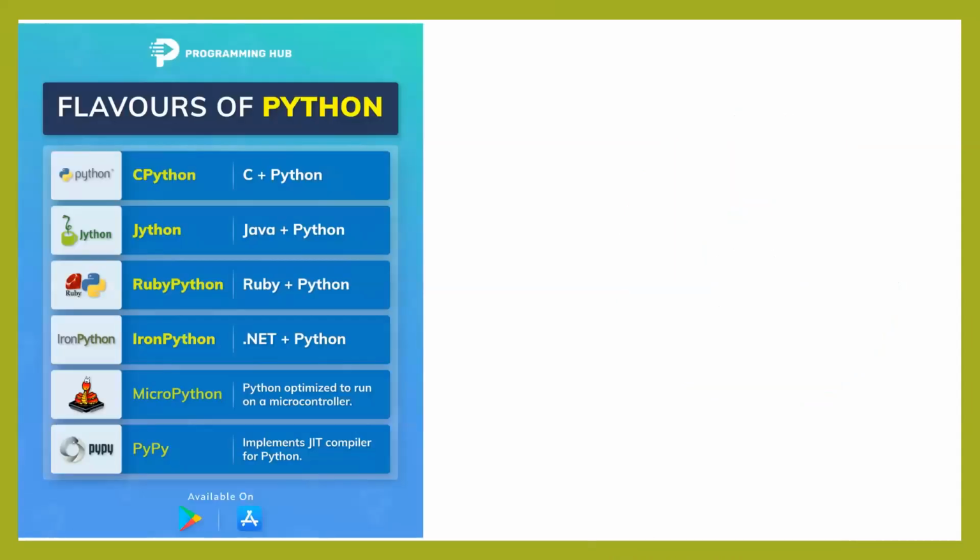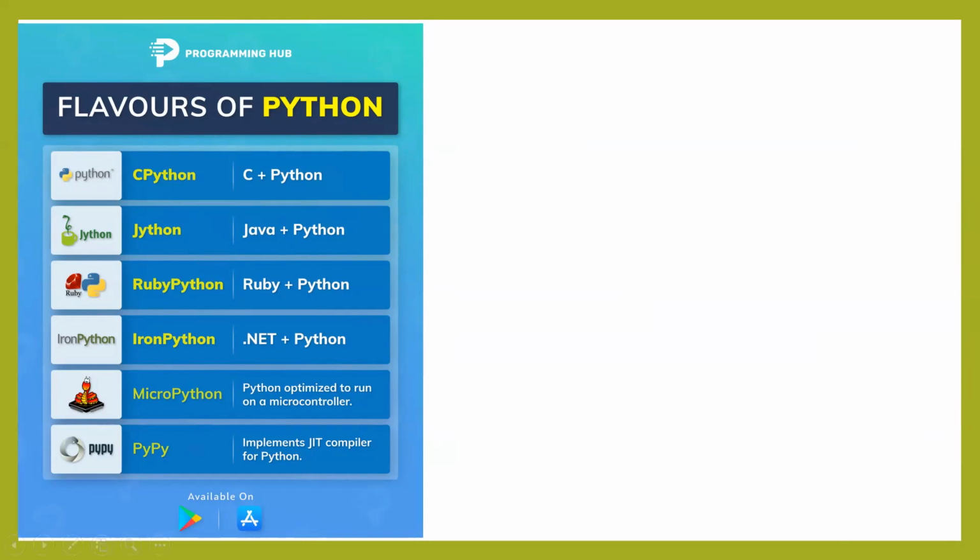And flavors of Python. If you write a Python program, can it be interfaced with C programming or Java or Ruby or .NET? Yes, obviously. We can communicate with C programming applications from Python. For that, we have different flavors. Flavors means different kinds of versions. Don't get confused. Versions are basically version 1.1, 2.0, 3.0.